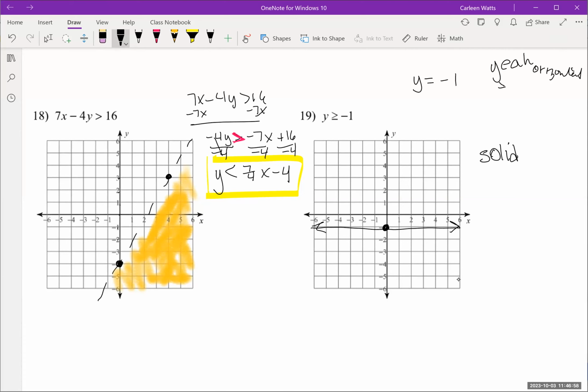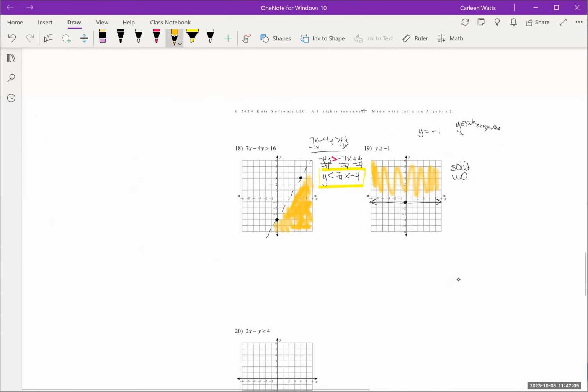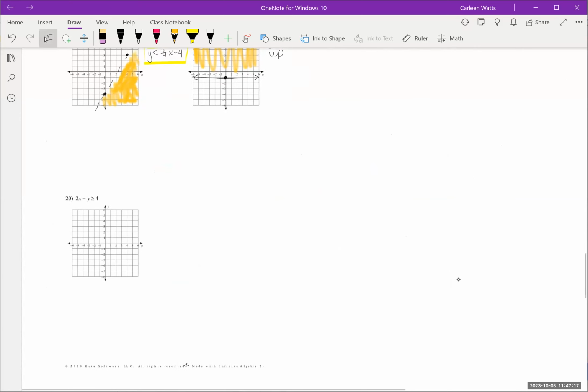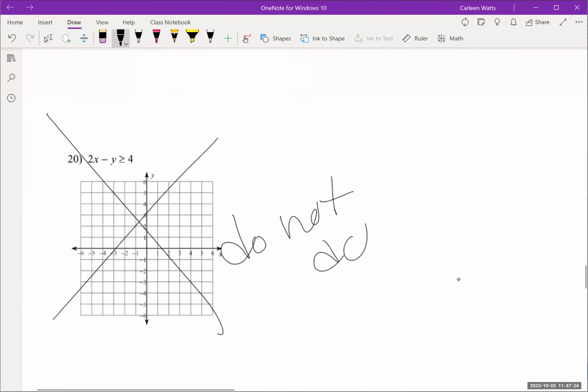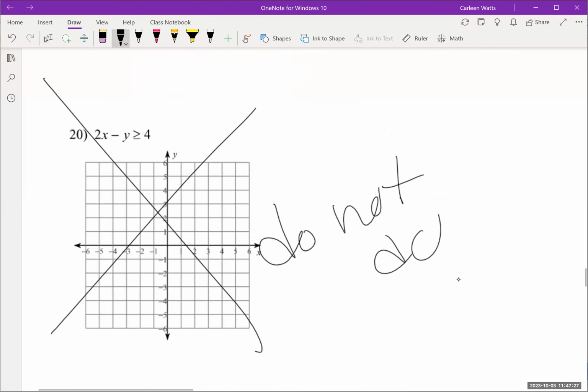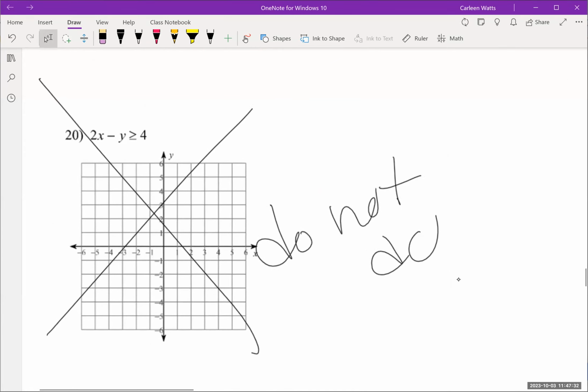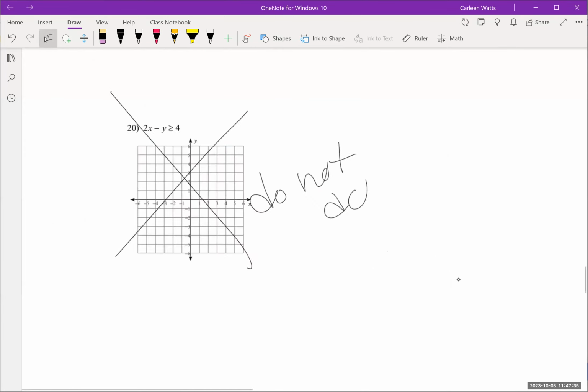And now y is greater than, I'm going to shade up. Okay, now you can skip this one. But do we see that when you divide, you would have to flip the sign? That would involve flipping the sign because it has a negative y. Whenever it's in standard form and you have a negative y, you would have to flip the sign.